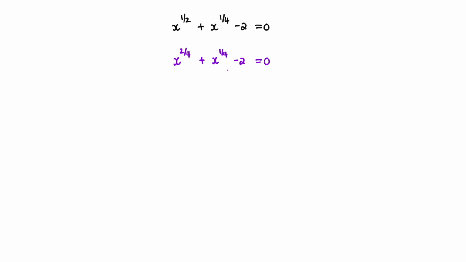For the first step, I recommend that you rewrite the half as a quarter or in terms of quarters. So remember, 1/2 is equal to 2 quarters. And that is what I do in my first step. And the reason why I do that is because I want the exponent in the first term to look similar to the exponent in the second term.